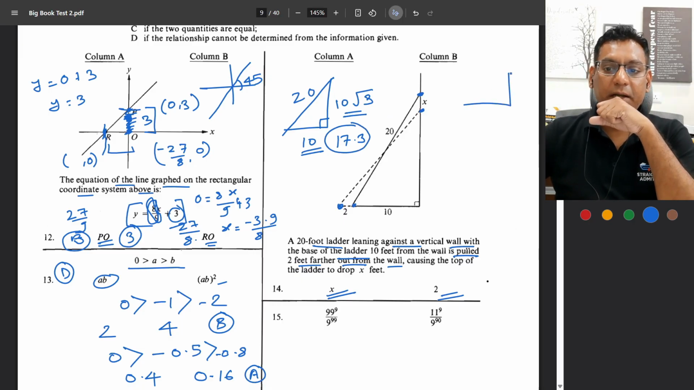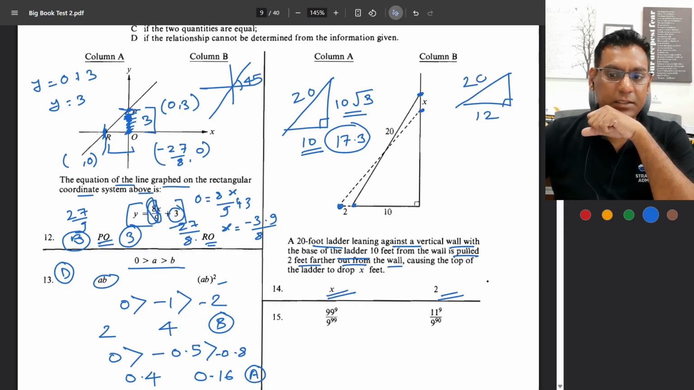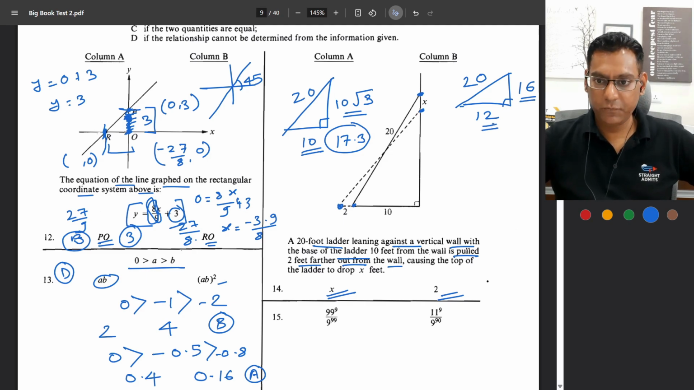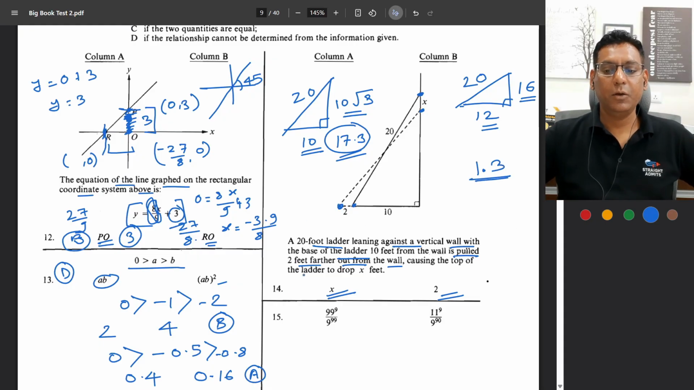When I pull it further away by 2 feet, that means the base becomes 12. The ladder length is 20. Again, I do the math, I get that this will be 16. Why? This is 256. The square of this plus the square of this, 144, will give you the square of this, 400. So basically, the height has come down from 17.3 to 16. It has come down by 1.3. So x is 1.3. I have 2 here. The answer is B.